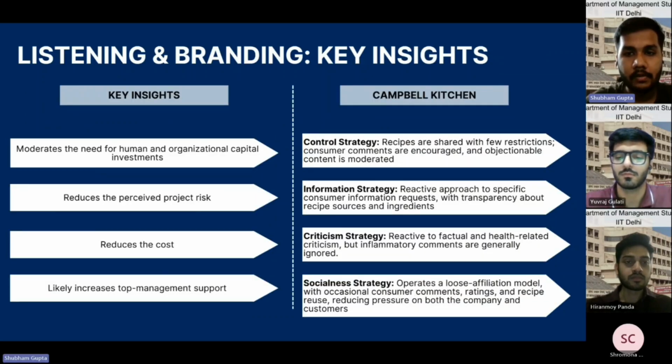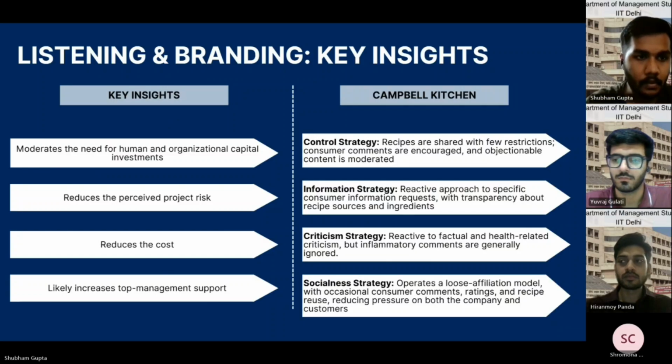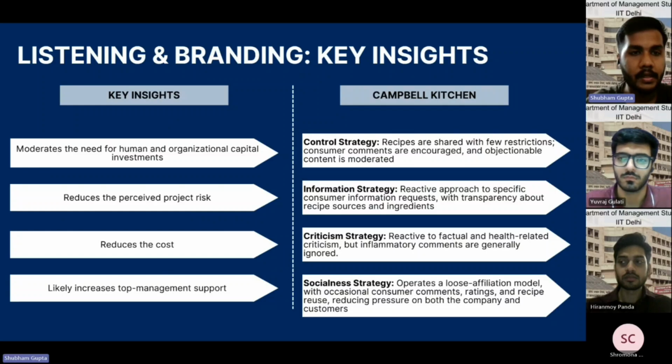So the key insight from this is that listening and branding moderate the need for human and organizational capital investment. It reduces the perceived project risk, it reduces the costs involved, and it is likely to increase top management support. It should have top management support.